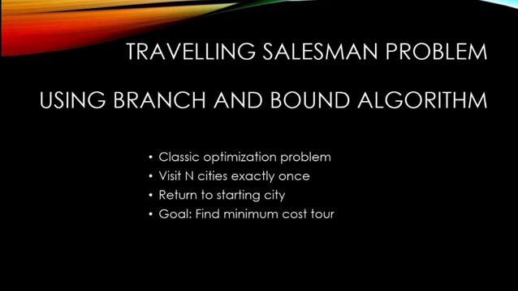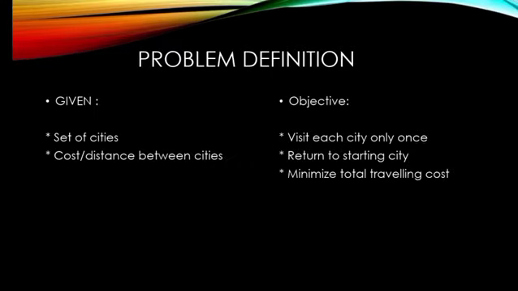Now, let us understand the traveling salesman problem, commonly known as TSP. It is one of the most well-known optimization problems in computer science. In this problem, a salesman has to visit a number of cities exactly once and finally return to the starting city. The main objective is to find the minimum traveling cost required to complete the entire tour.